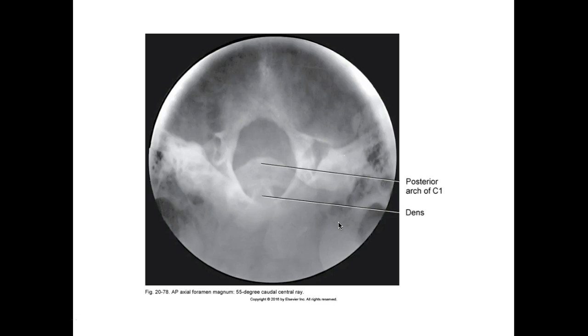And through here, sometimes we can get the odontoid. So here's the dens right here, and here's the posterior arch of C1. So really good shot right there of your foramen magnum.